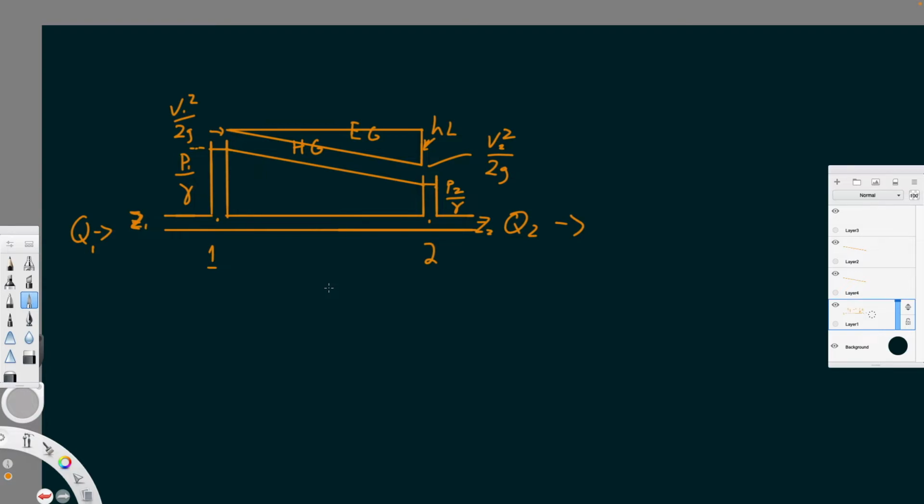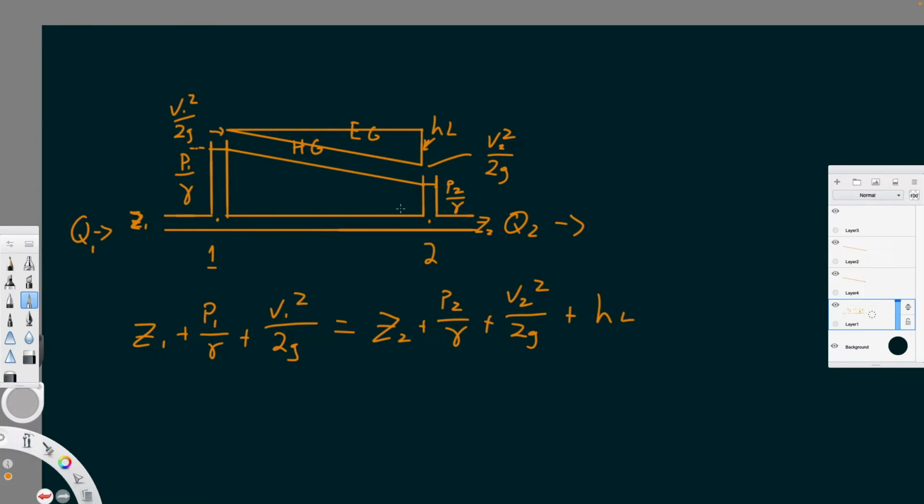Okay, so on one side, at point 1, we want to know the energy at point 1 relative to point 2, okay? And so what we have here is Z1 plus our pressure, P1 over gamma, plus our velocity, V1 squared over 2g, is going to be equal to our elevation at 2 plus our pressure at point 2 plus our velocity at point 2 plus what? Our head loss, right? That gets us all the way back to where we were to begin with. So these two sides are equal if we take into account each piece here.